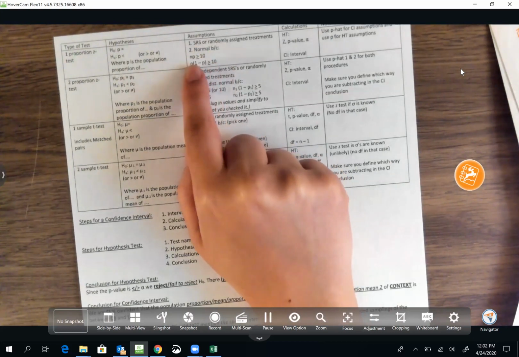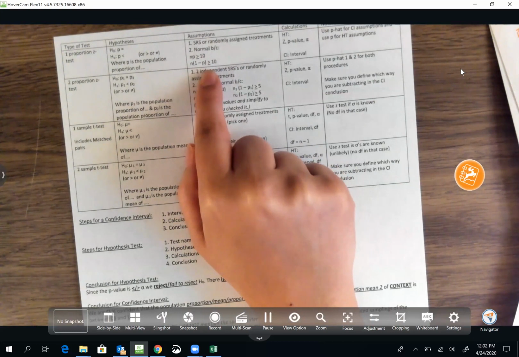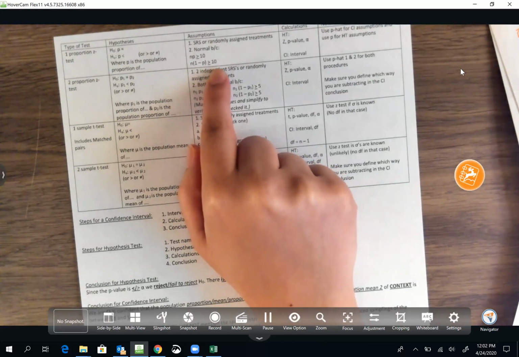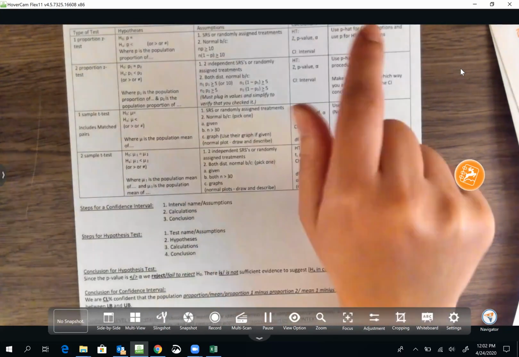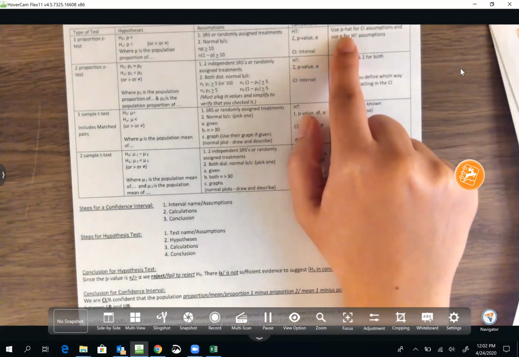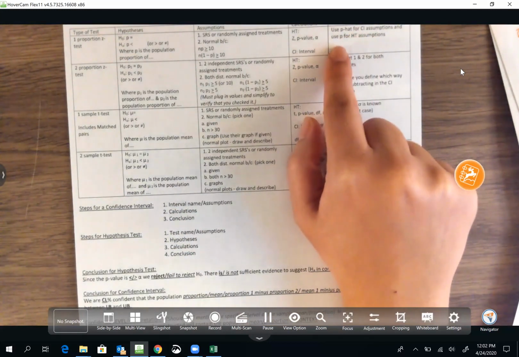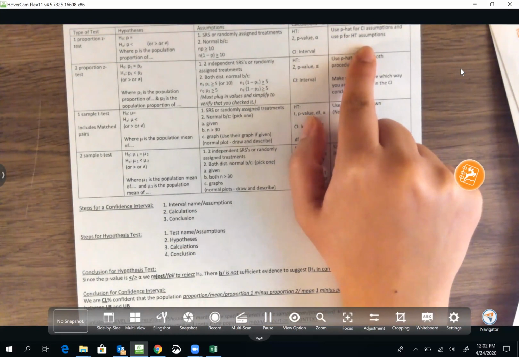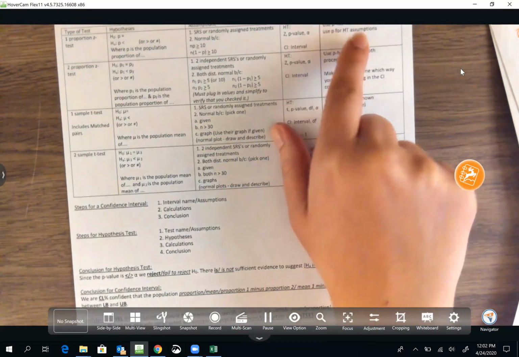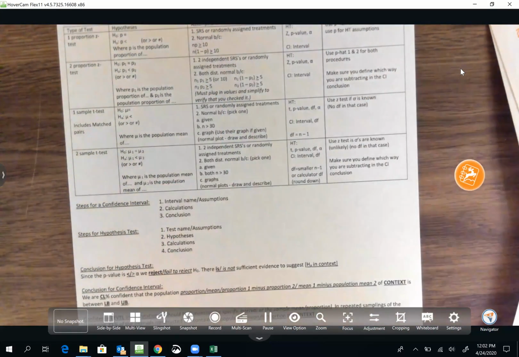With proportions, we have to check that n times p and n times 1 minus p are both greater than or equal to 10. Remember, for 1 proportion, we use p hat for confidence interval assumptions and p for hypothesis test assumptions. When we do 2 proportion, you can actually use 5 or 10 here.